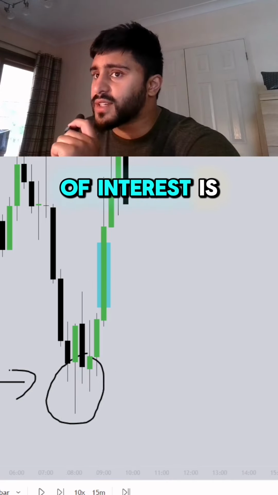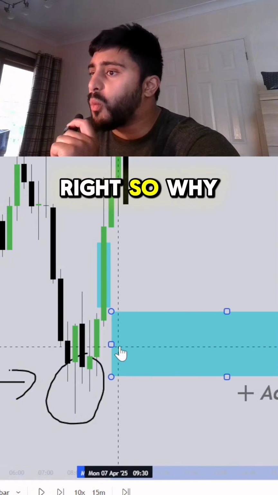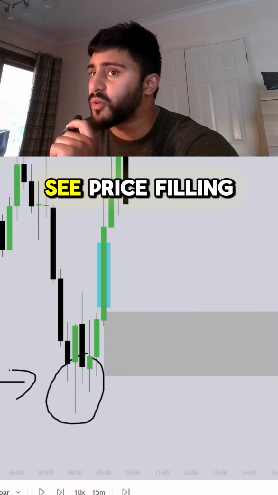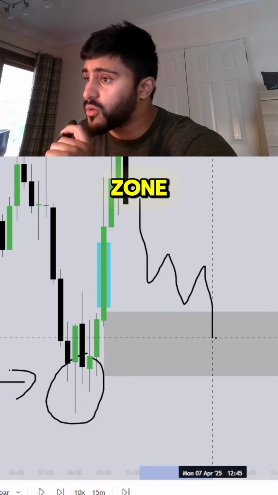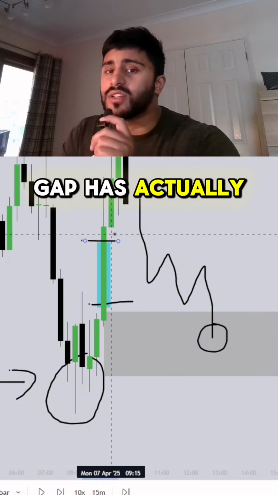But the point of interest is something else. The point of interest is just the candle before the fair value gap, right? So why do we use the candle before the fair value gap? The reason we do that is because we want to see price filling the entire zone. So we want to see price coming and hitting the zone, the point of interest. That way, the entire fair value gap has actually been filled.